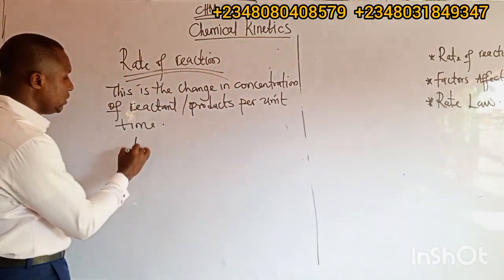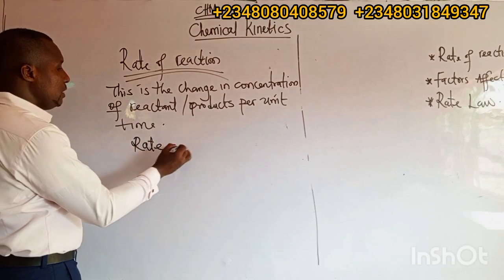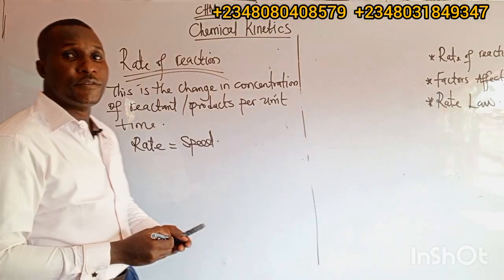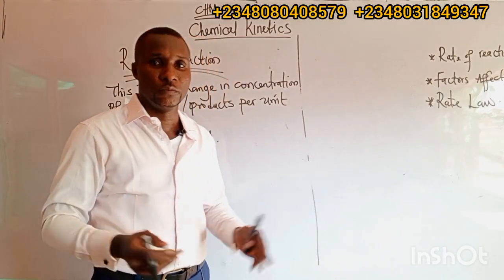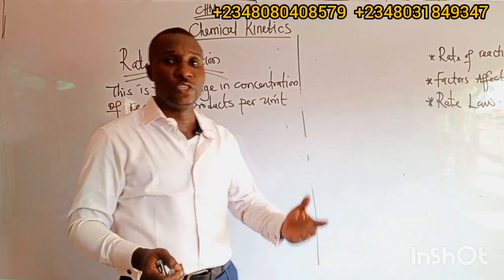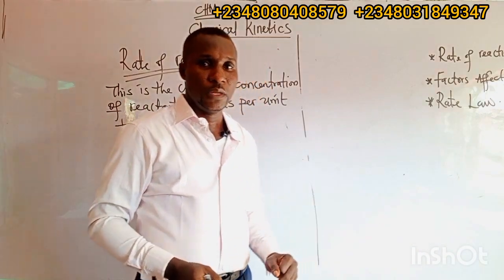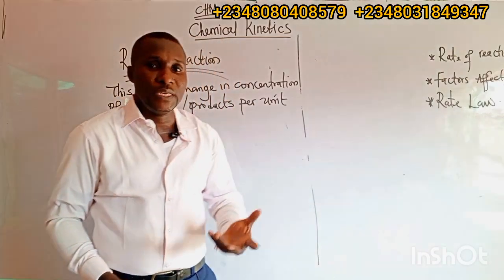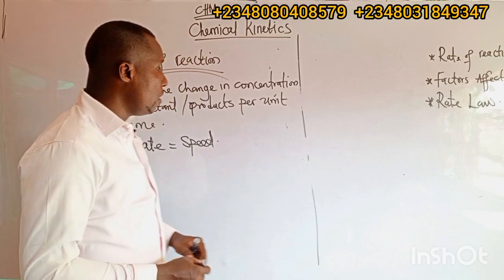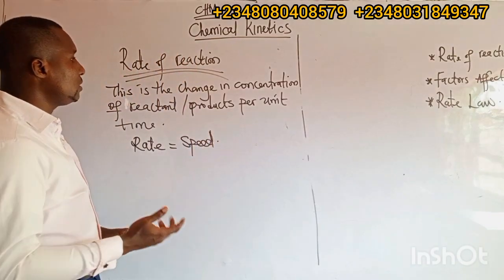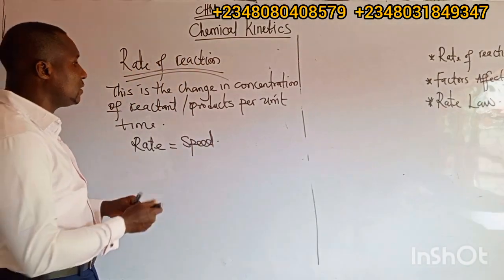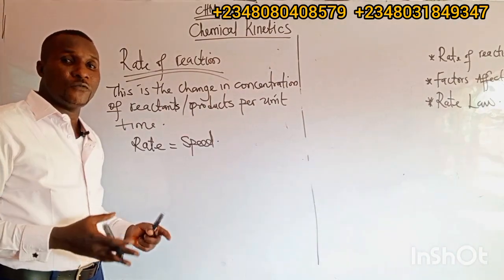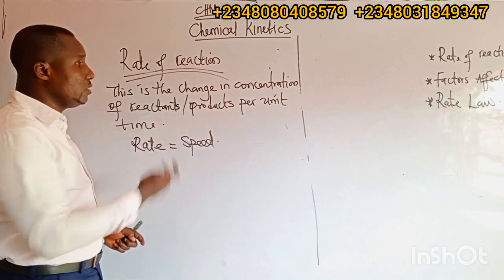Don't forget, whenever you see rate, it means speed. The speed at which the reactants are consumed, or the speed at which the products are formed. That is rate of reaction. This is the change in concentration of reactants or products per unit time. That is the speed of a reaction. That is rate of reaction.